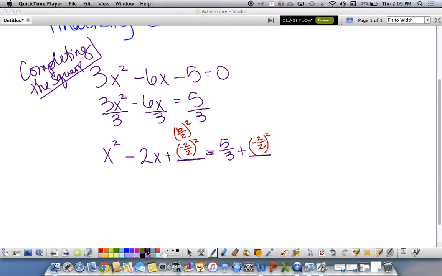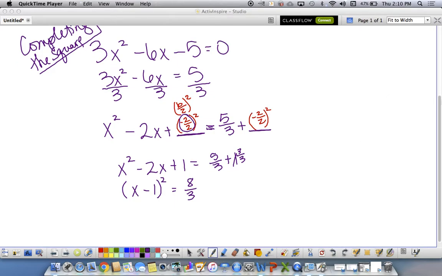So let's go down and simplify a little bit. We have x squared minus 2x plus 1 equals 5/3 plus 1. Now factoring the left side, it will always come to x plus b over 2. Well, what's my b over 2? Negative 1 squared. Equals, now what's 5/3 plus 1? Again, I'm writing this 1 as 3/3, so we have 8/3. Sometimes we're going to deal with fractions, and it's okay.